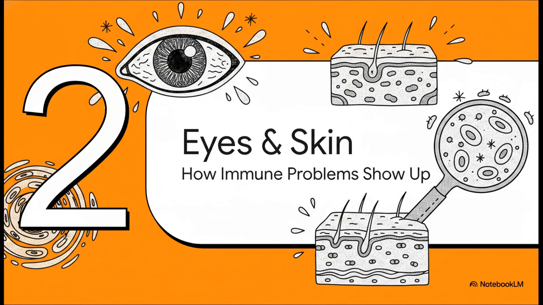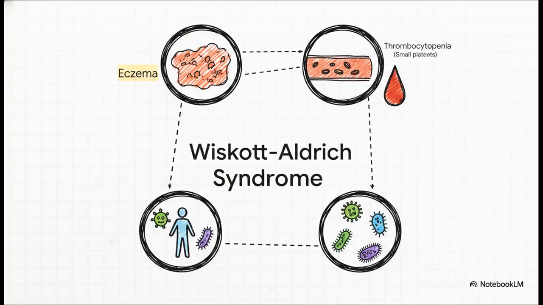Okay, so we've talked about what's going wrong on the inside, but what's really fascinating is how these deep immune problems show up on the outside. It's not just about infections. A lot of times they present with really specific telltale signs that you can see, particularly in the skin and the eyes. And Wiskott-Aldrich syndrome is the absolute classic example of this.